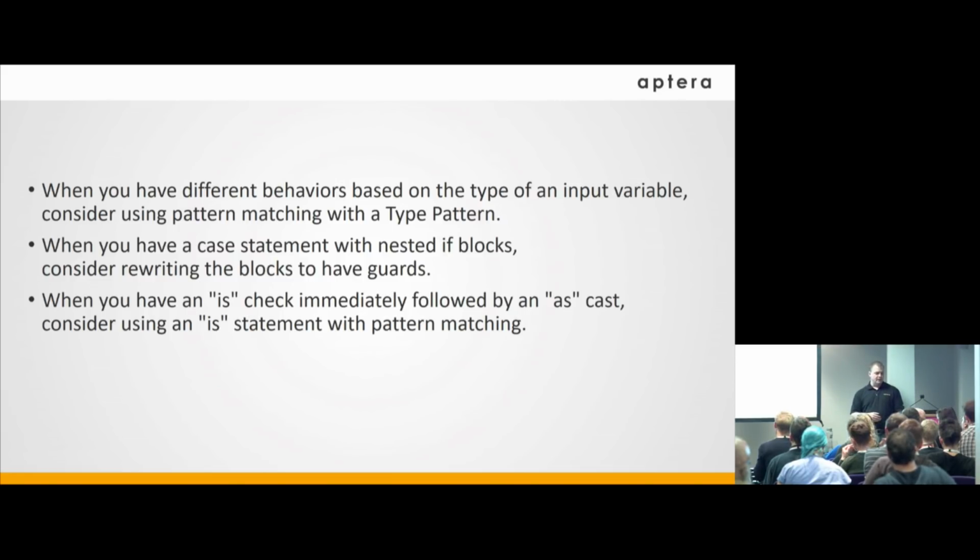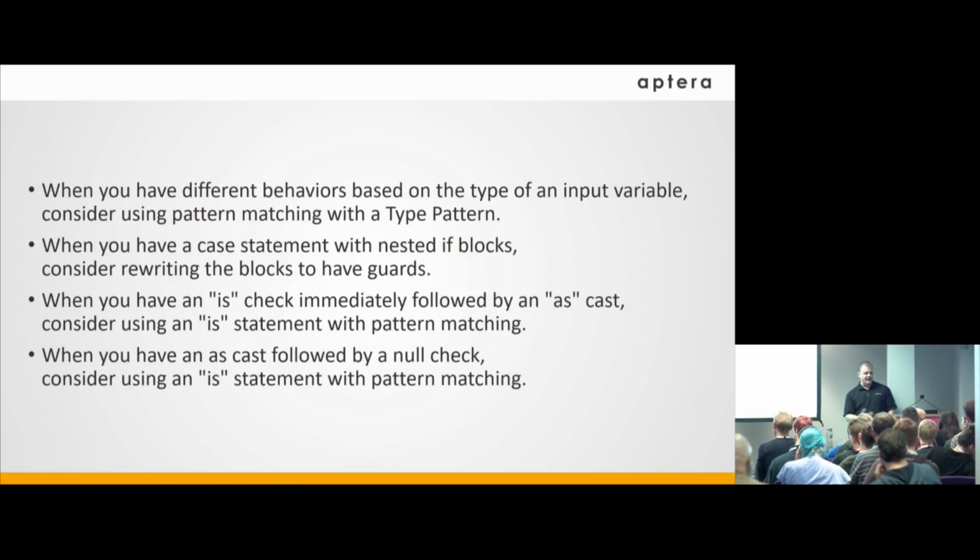When you have an is check immediately followed by an as cast, consider just using the is statement with pattern matching. This is probably the most obvious one. This is the one that's like, if you see this, you should almost certainly use pattern matching. Because that as cast is now completely superfluous. Just use the type pattern, you get the variable assigned at the right time, it'll be fine. And in a similar way, if you have an as cast followed by a null check, combine that into the type pattern with the is statement. There's no reason to use the more verbose way to evaluate that.